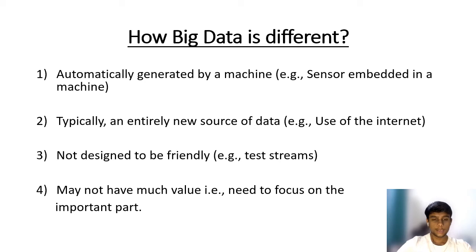One of the questions that still remains is how big data is different. Big data is generally automatically generated by a machine. It is an entirely new source of data. It is not designed to be friendly, and a major part of the data being generated, which we call big data, may not have much value. Either this data needs focus on the important sections.